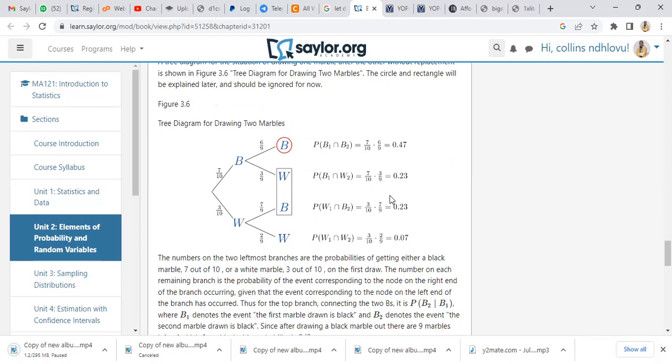0.23 plus 0.23. And means what? Multiplying. Or means what? Adding. So we can get black and white or white and black. These are the two combinations. So you add these two, which gives you 0.46.